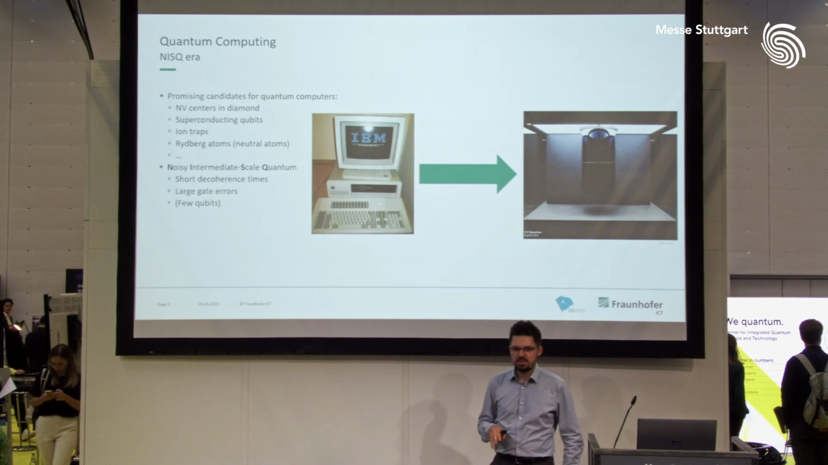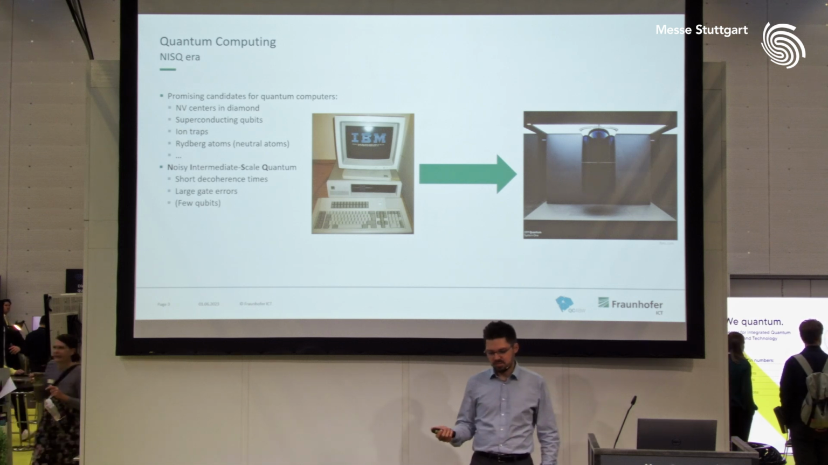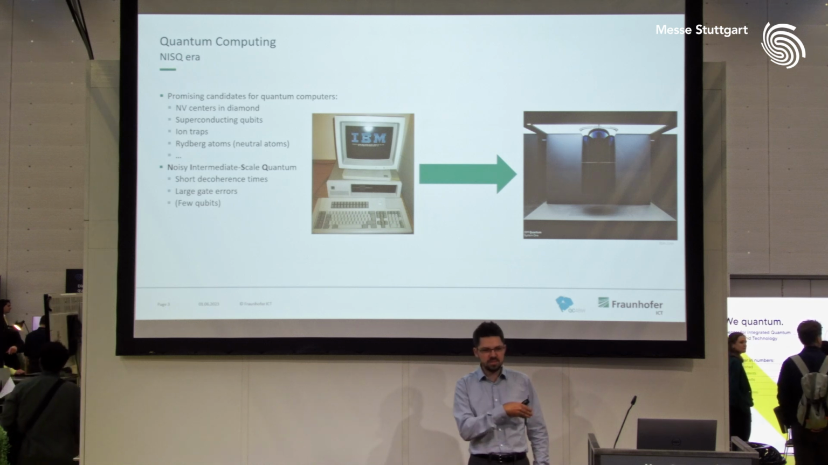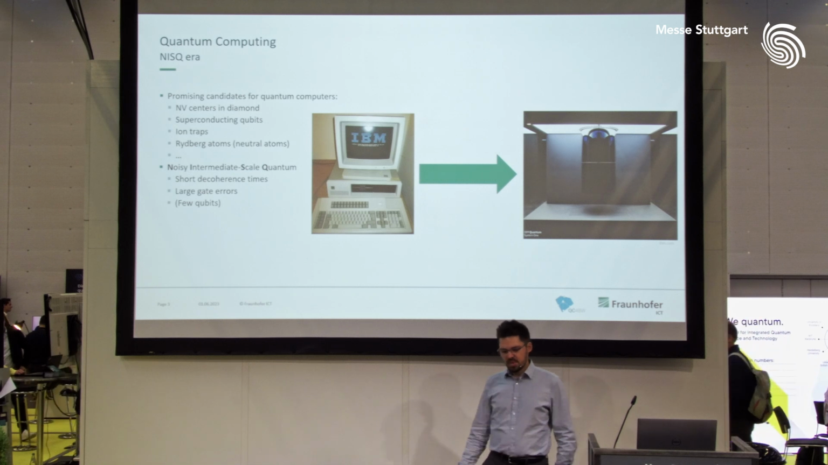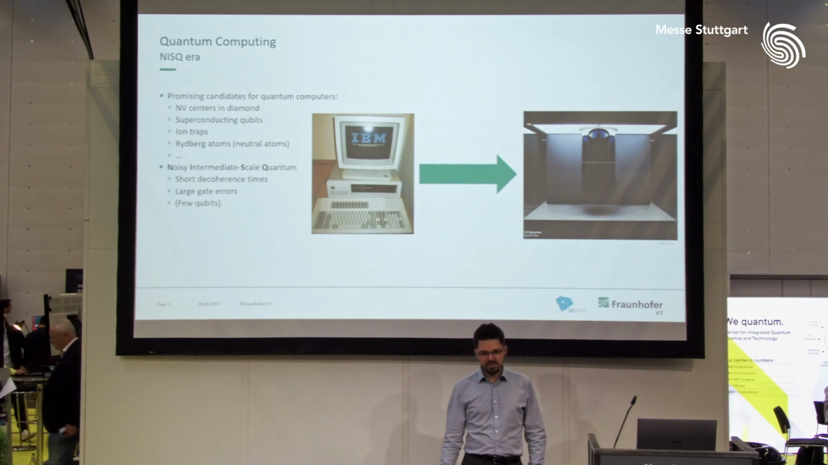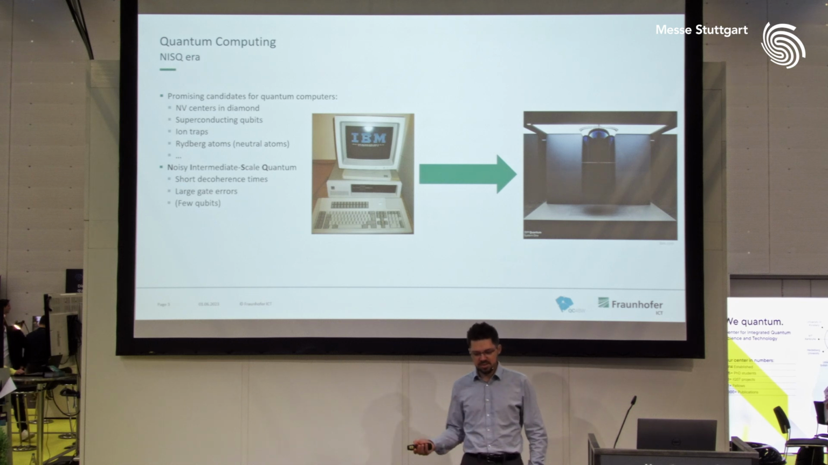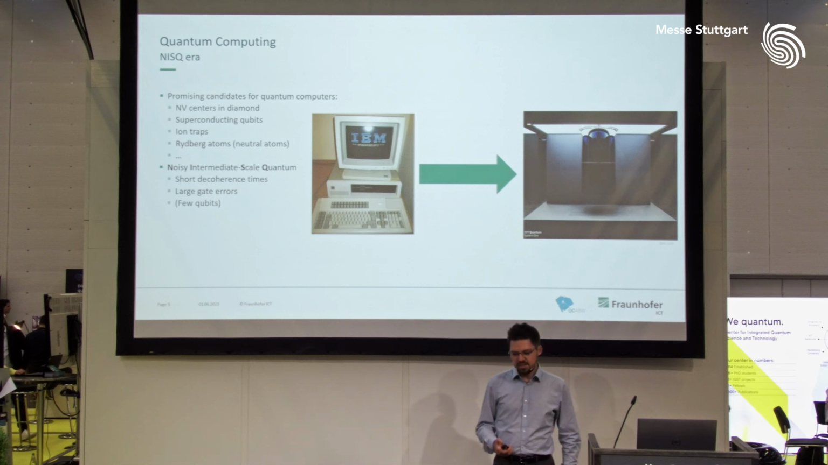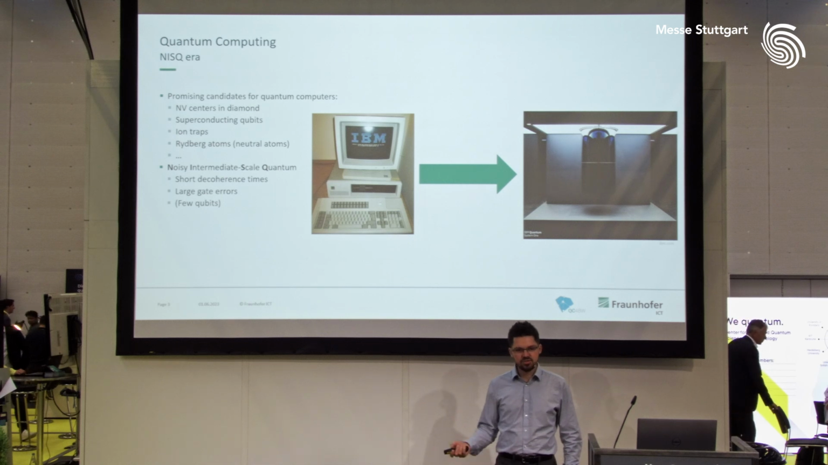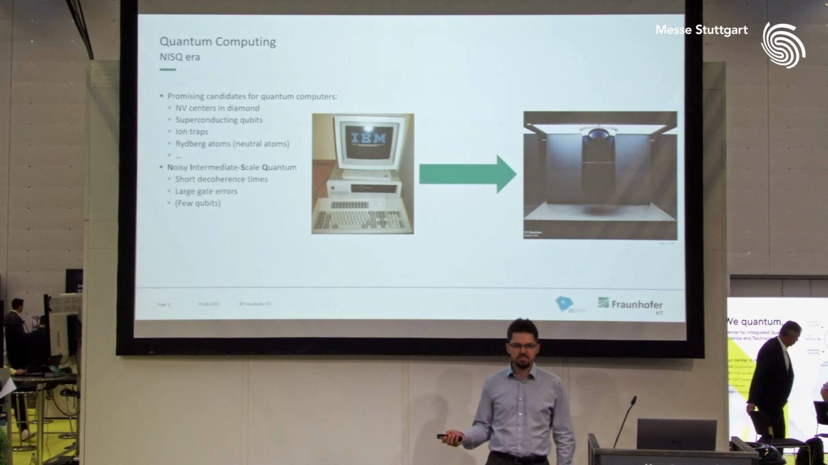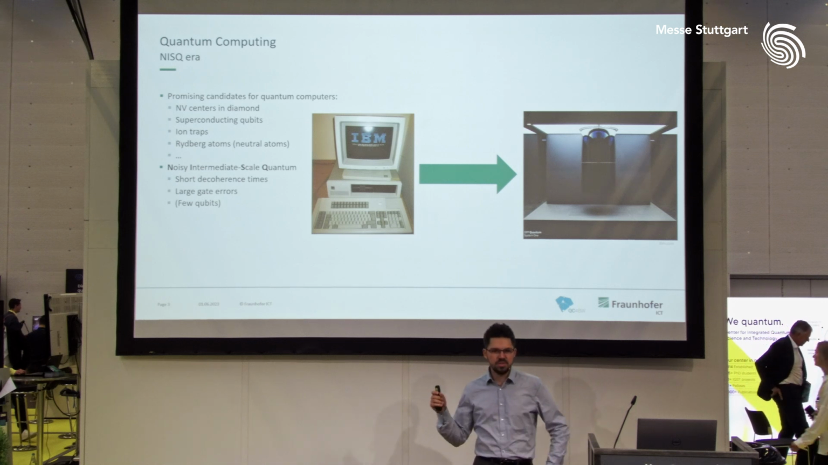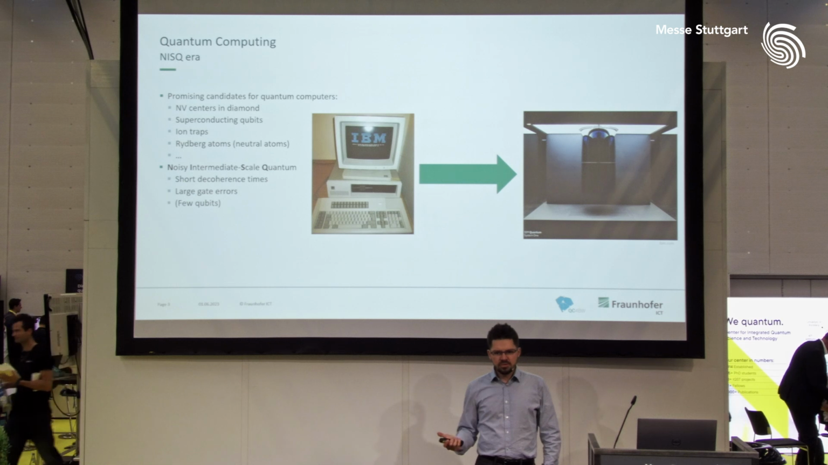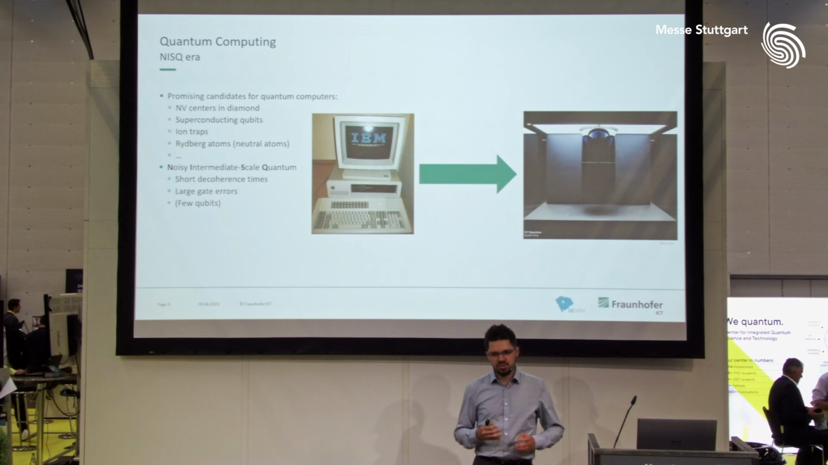We do have lots of promising candidates for quantum computing, like NV centers, which were presented just in the talk beforehand, superconducting qubits, like that system here, ion traps, and lots of other ones. But all of them are NISQ computers, so noisy intermediate scale quantum computers. They have short decoherence times, large gate errors, and few qubits. I put the point with few qubits into brackets because for our application this is not the critical issue.